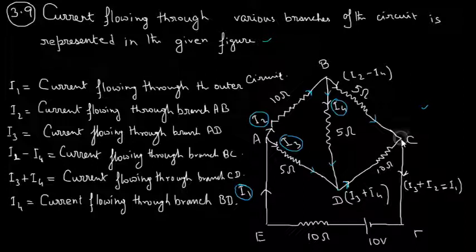At point C, what is happening? I2 minus I4 is coming from BC. I3 plus I4 is coming from DC, and here it is the algebraic sum of I2 minus I4 and I3 plus I4. Then if we cancel it, it is I2 minus I4.